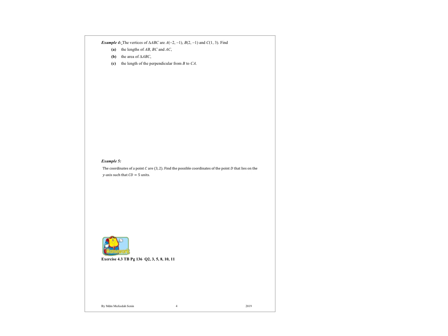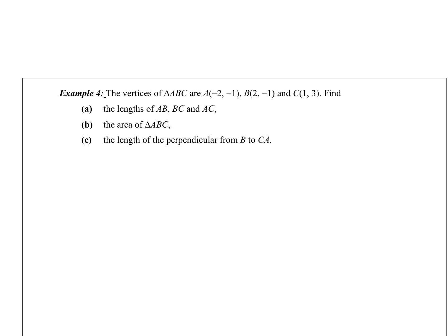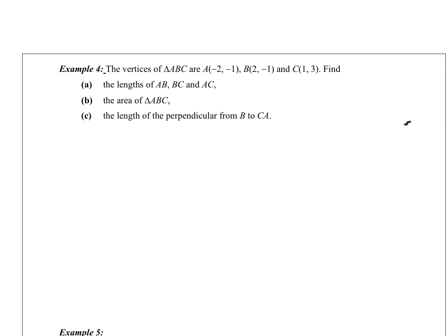Okay, next one. Okay, this one. Again, same thing. I have 3 points. Can you find the length of AB, BC and AC? Do now. Okay, do on your own. What is AB?